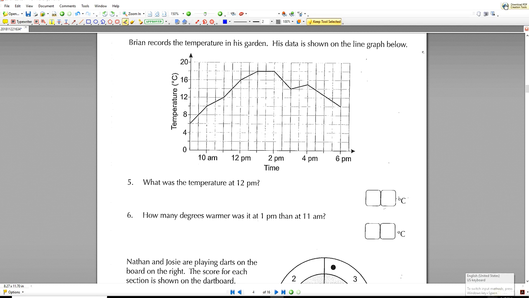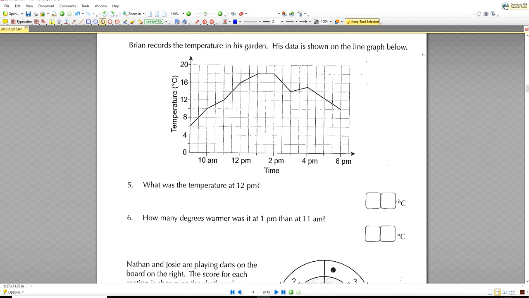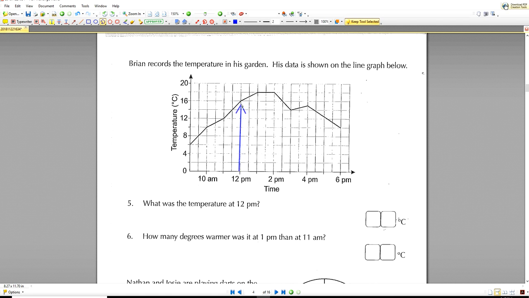Brian records the temperature in his garden. His data is shown on the line graph below. What was the temperature at 12 p.m.? So at 12 p.m. we start here, we go up. Oops. We hit the graph, we go across, and that gives us an answer of 16 degrees centigrade.